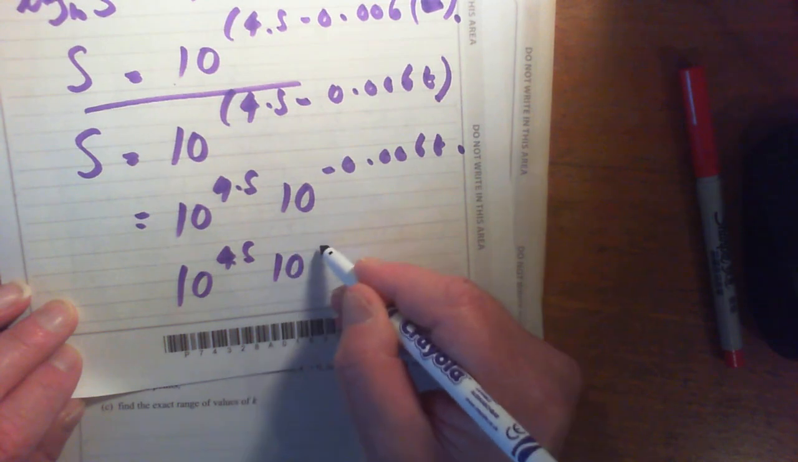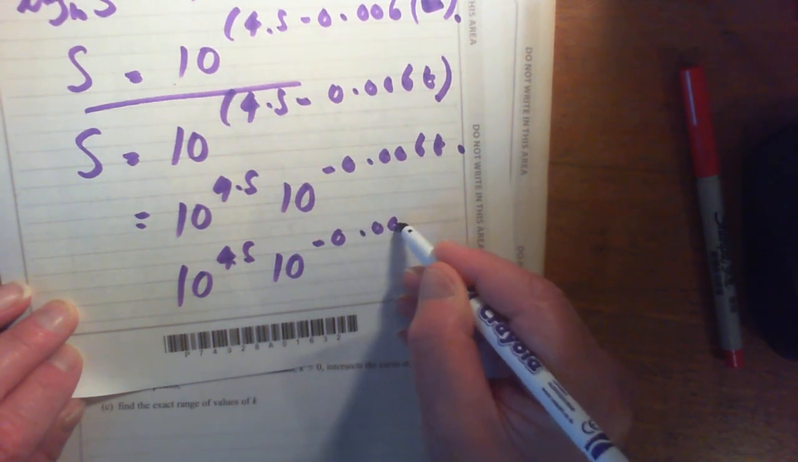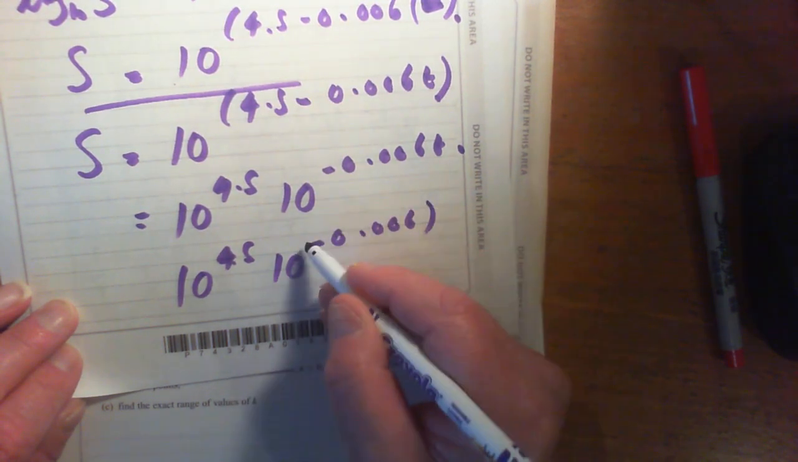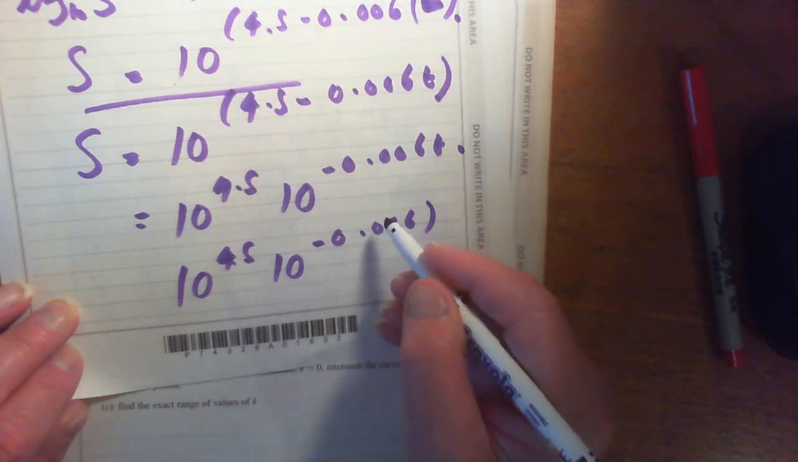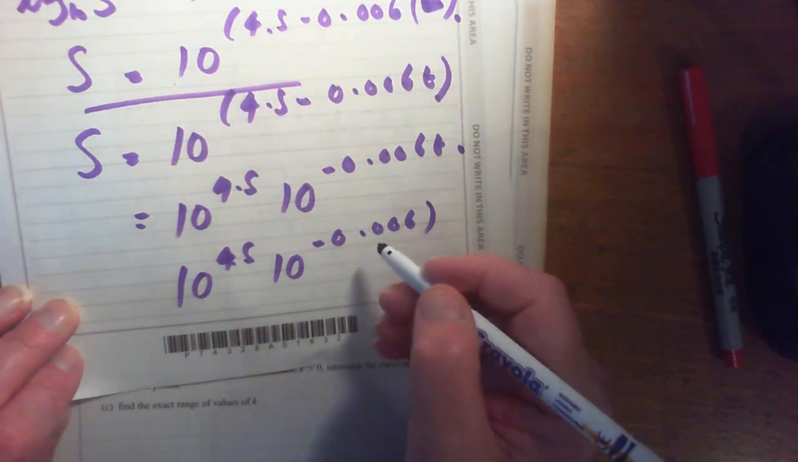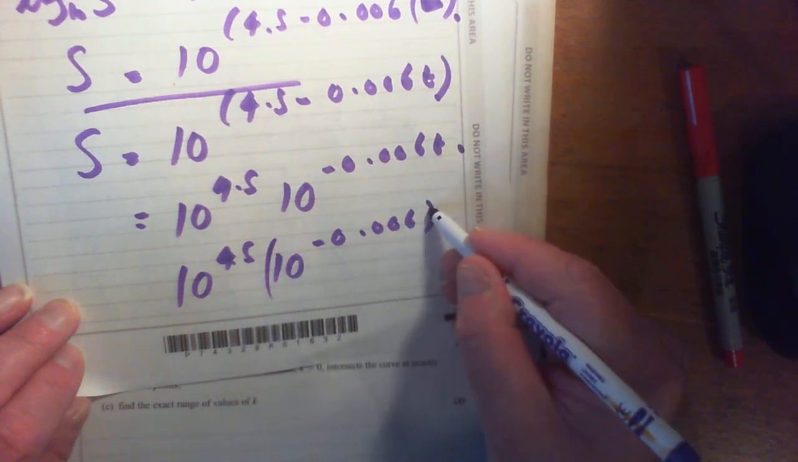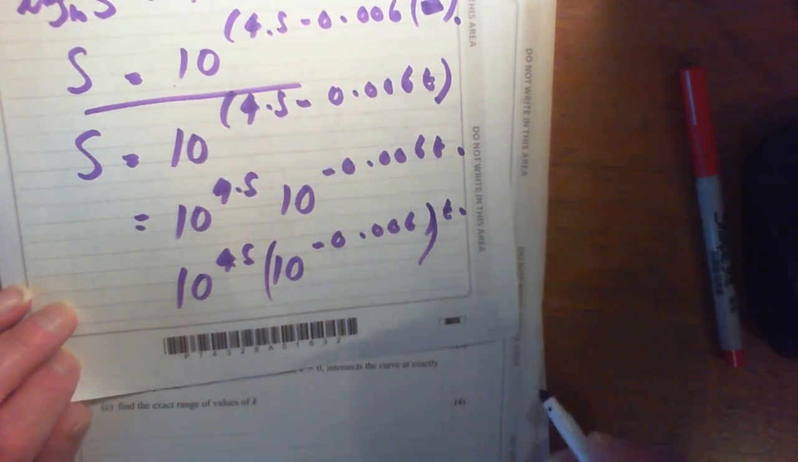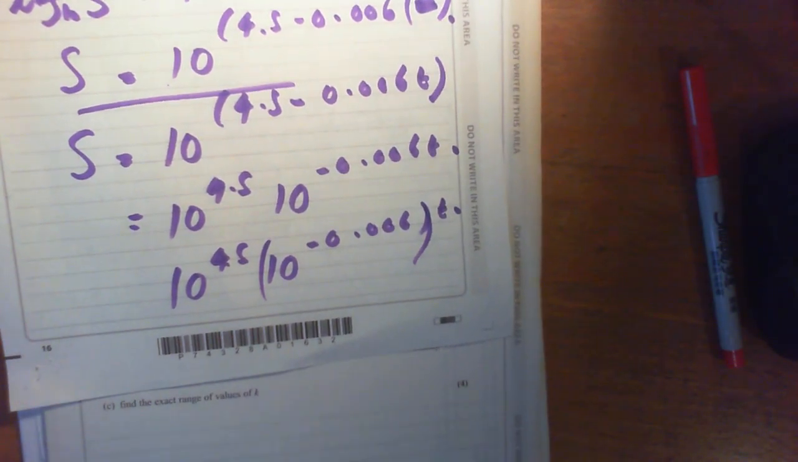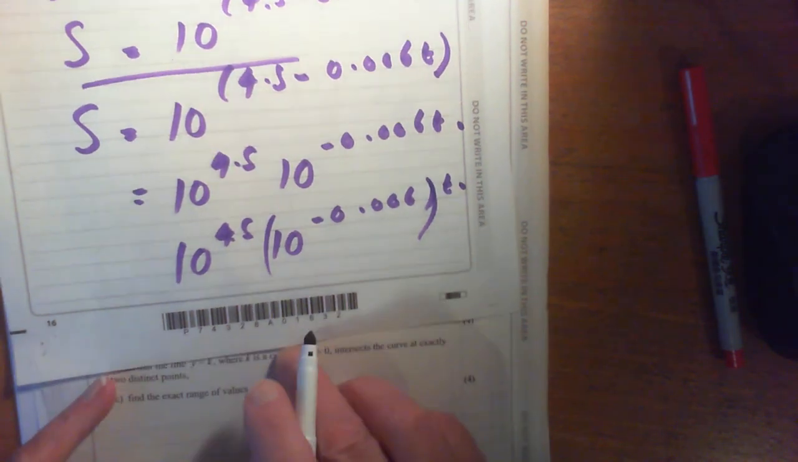The other little bit of thing you need to know is that I can separate out like that using basic indices. So you work out the figures for those two powers of 10, and that's your answer.